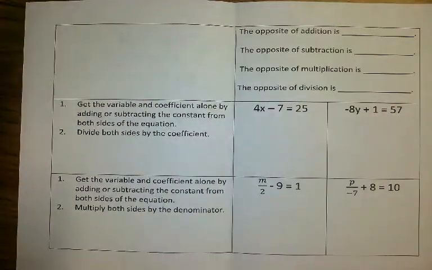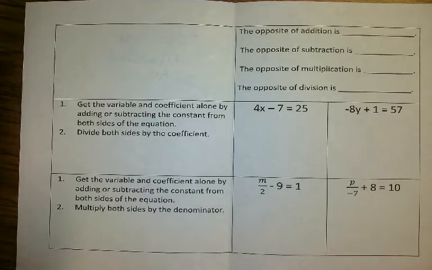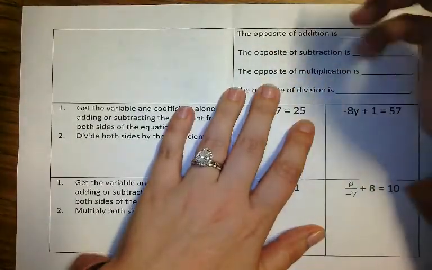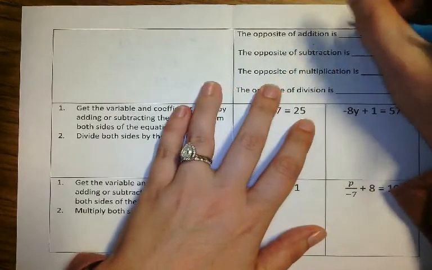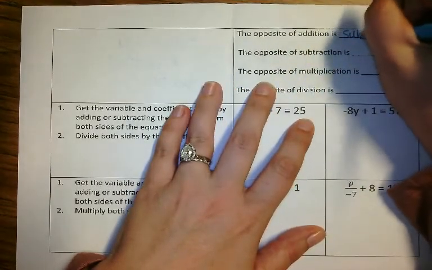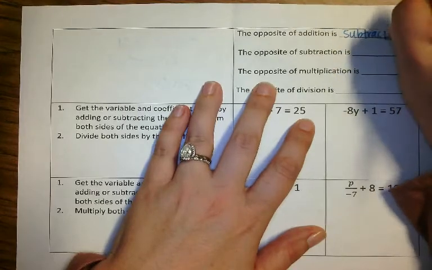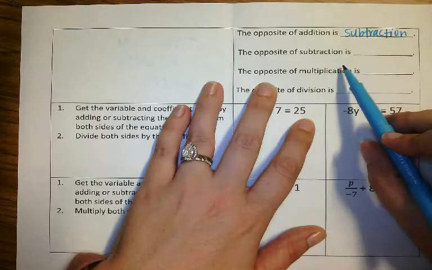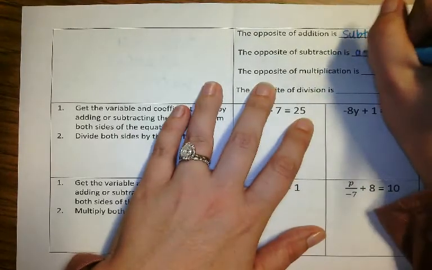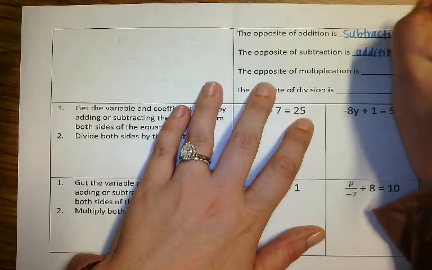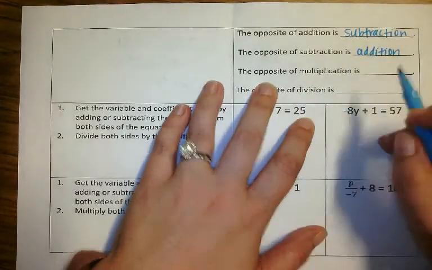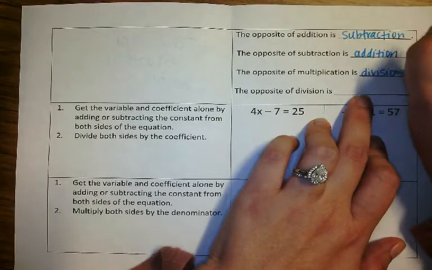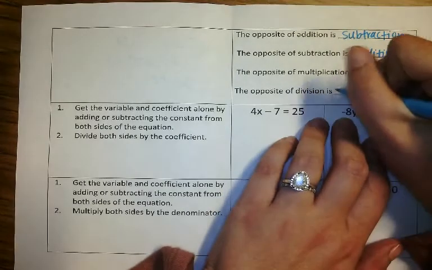So we know that we want to isolate the variable using inverse operations or opposite operations. The opposite of addition is subtraction. The opposite of subtraction is, of course, addition. The opposite of multiplication is division. And the opposite of division is multiplication.